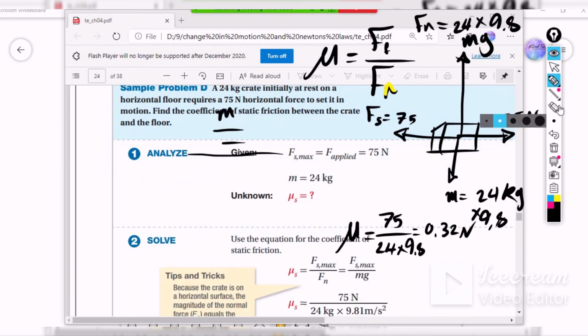Okay, guys, here I have a very important note. Mu, or the coefficient of friction, has no unit. Do you know why? Because this one is measured in Newton, and this one is also measured in Newton. Newton cancels with Newton. So there is no unit for mu, the coefficient of friction.